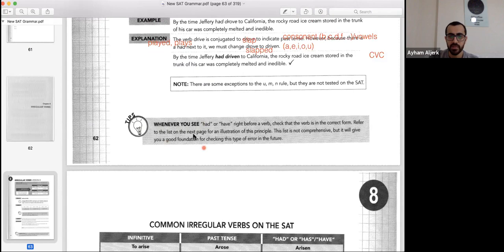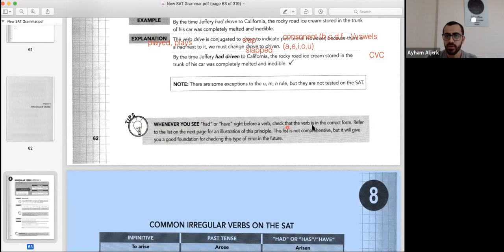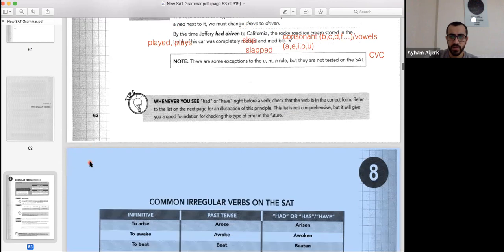Again, we have another tip. Whenever you see had or have right before a verb, check that the verb is in the correct form. Refer to the list on the next page for an illustration of the principles. This list is not comprehensive, but it will give you a good foundation for checking this type of error in the future. So here we have a list.